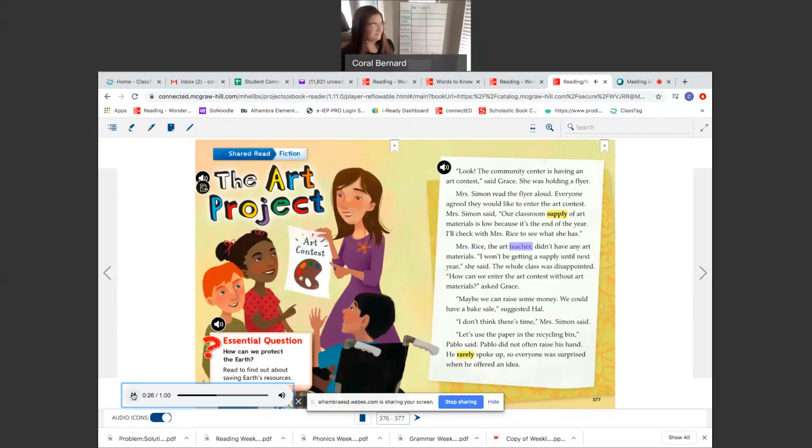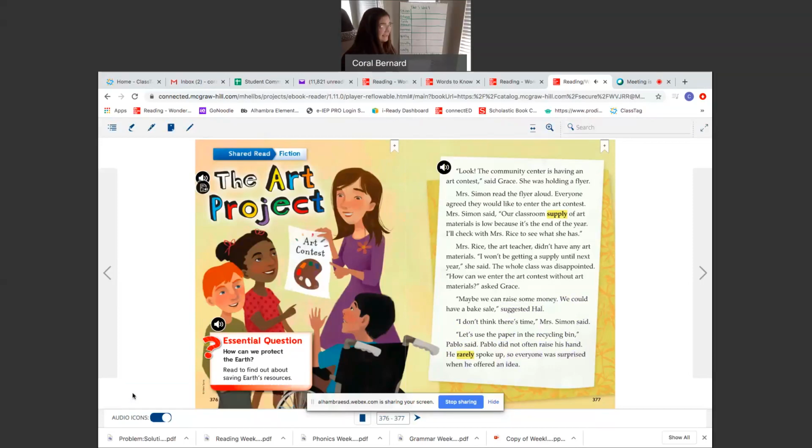Mrs. Rice, the art teacher, didn't have any art materials. I won't be getting a supply until next year, she said. The whole class was disappointed. How can we enter the art contest without art materials? asked Grace. Maybe we can raise some money. We could have a bake sale, suggested Hal. I don't think there's time, Mrs. Simon said. Let's use the paper in the recycling bin, Pablo said. Pablo did not often raise his hand. He rarely spoke up, so everyone was surprised when he offered an idea.